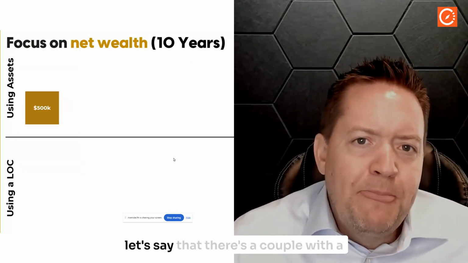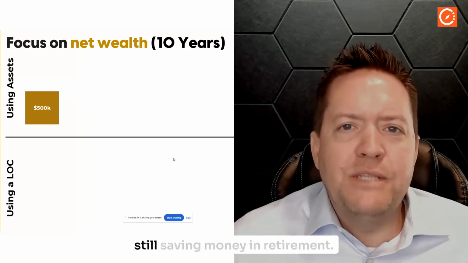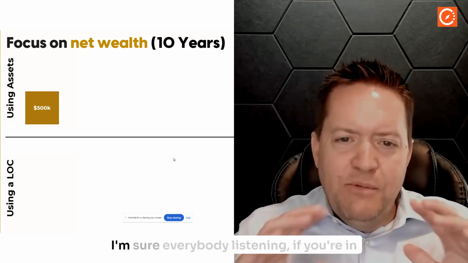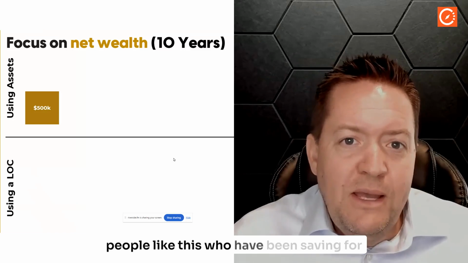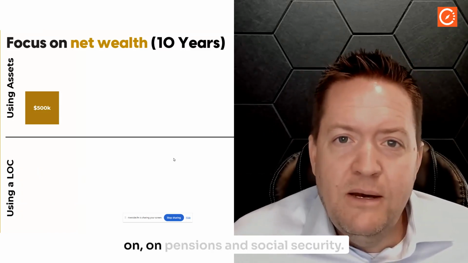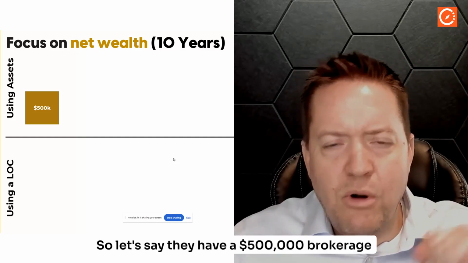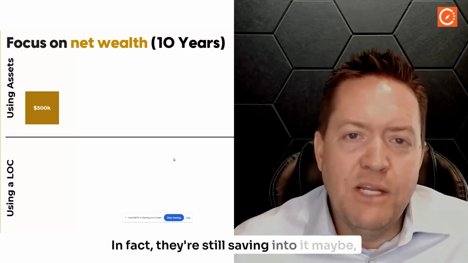So let's say that there's a couple with a pension and 2 Social Securities, and they're still saving money in retirement. They're maybe 75 years old. I'm sure everybody listening, if you're in the financial planning space, you know people like this who have been saving for their whole lives, and they're retired and they're still saving because they're living on pensions and Social Security. Right? So let's say they have a $500,000 brokerage account somewhere that they probably just won't use. In fact, they're still saving into it maybe.